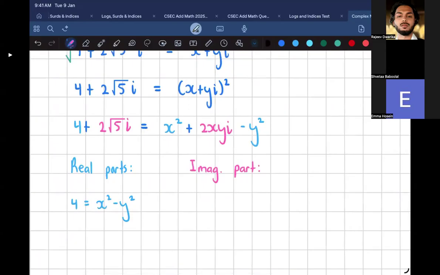Right? So the imaginary part is gonna be 2 root 5.